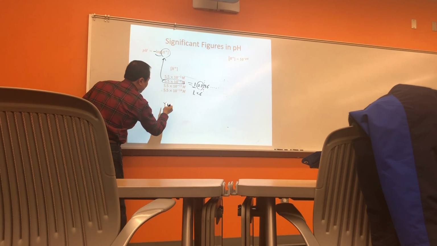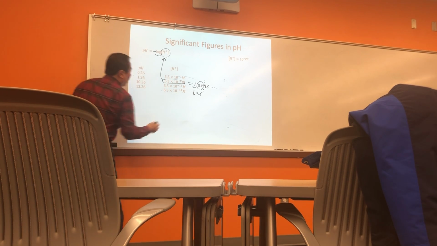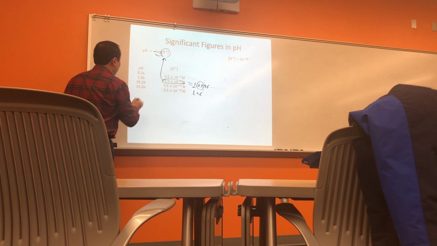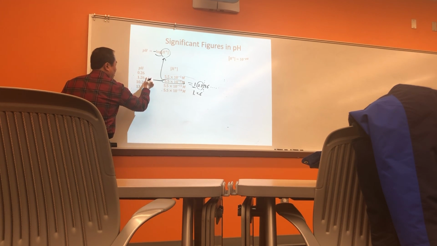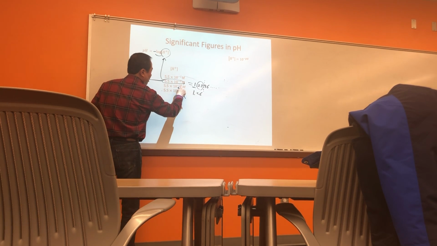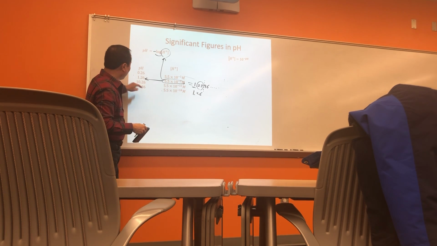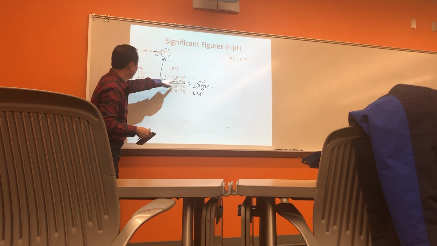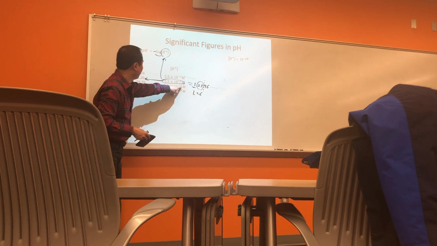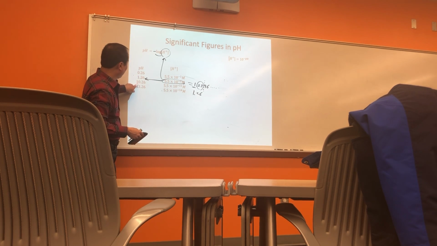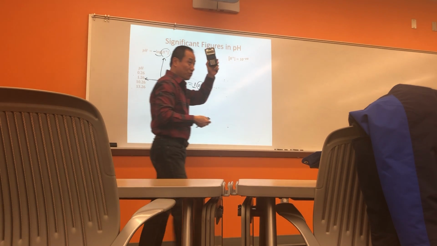If hydrogen concentration is, so let's say we have this answer, then if you change this exponent, it only changes a number in front of the decimal point here, right? So you don't have to do calculation, you can just figure out 2.1 should be 11 without changing the number here. But if you're not sure, you can just use a calculator.